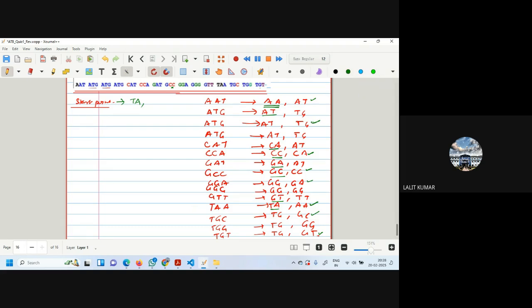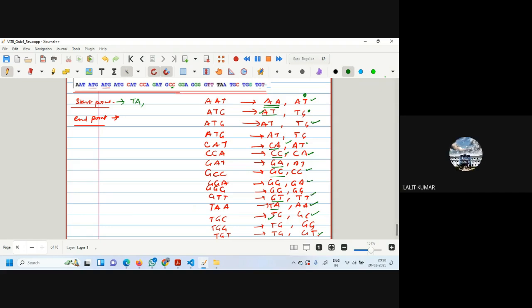Now we find the end point. So for the end point we check the suffix. Check for AT, it is there. TG is there. AT we have checked. CA is there. AT is there. CC is there. TT is not there.